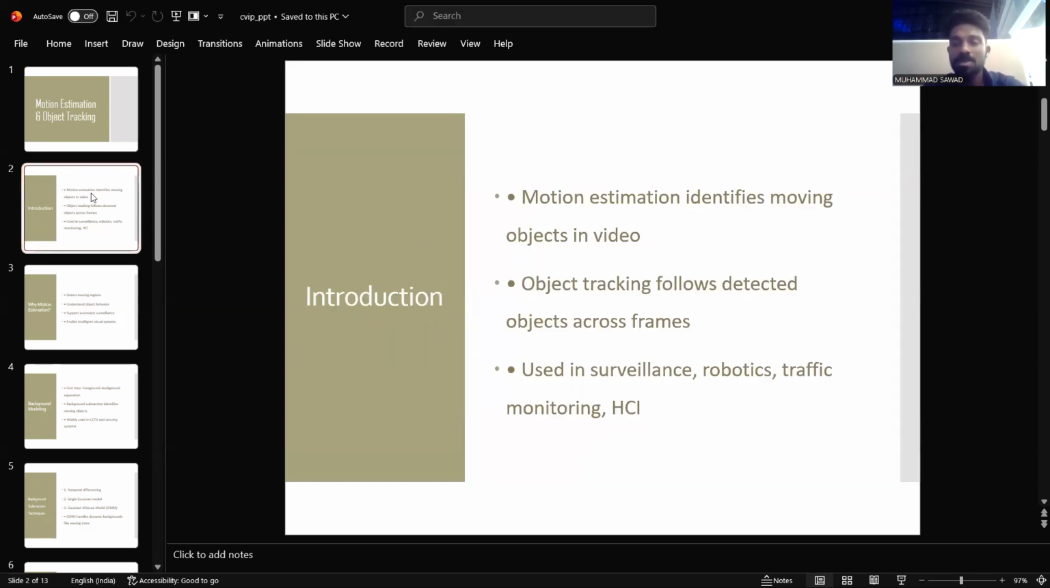Motion estimation refers to identifying moving objects between video frames, while object tracking is the process of following those detected objects over time. These techniques allow systems to understand movement, detect activities, and make intelligent decisions in surveillance, robotics, traffic monitoring, and more. They are widely used in surveillance cameras, human computer interaction, self driving cars, and even sports analytics. The main usage of camera analysis is to track the frames.